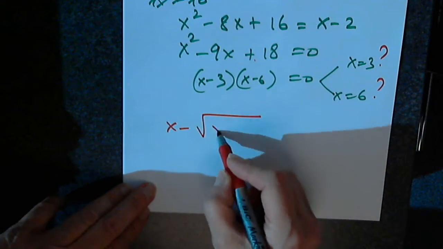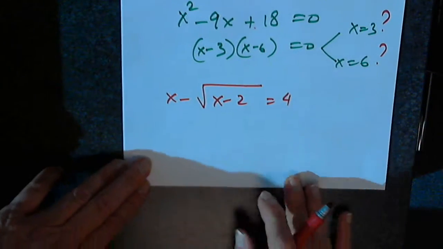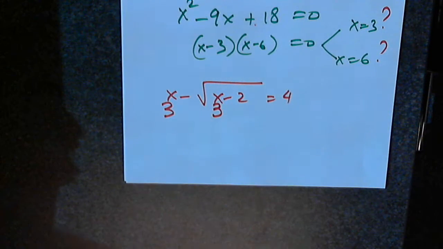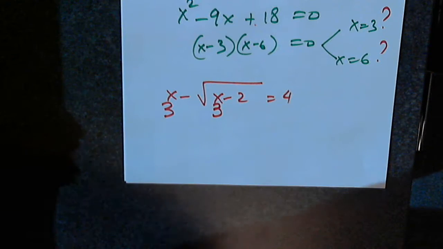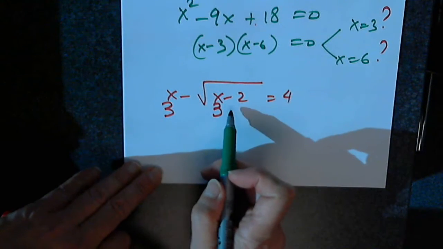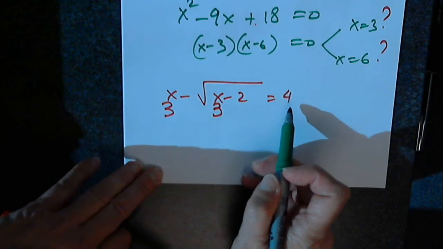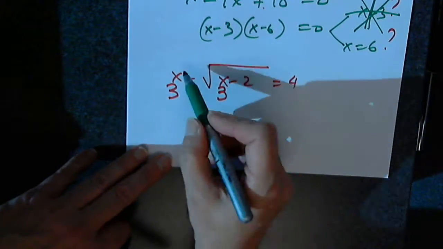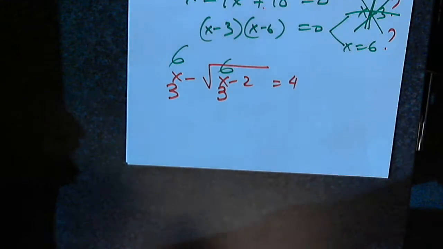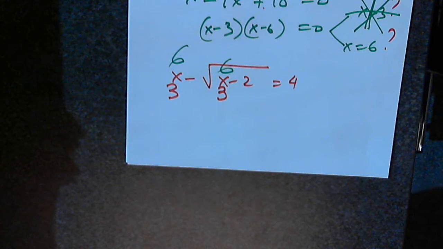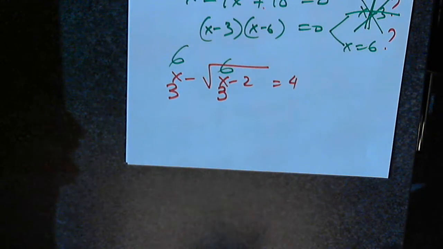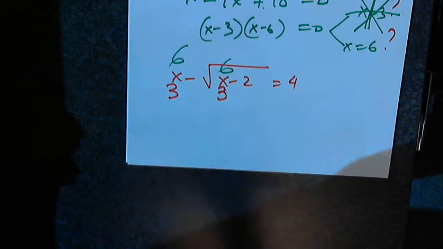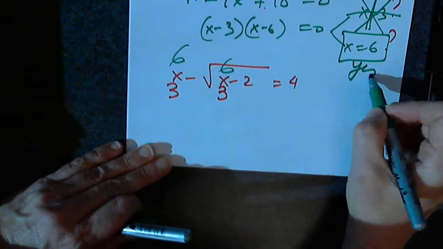So I'm back to the original problem. I plug in 3. 3 minus 2, the square root of 1. 3 minus 1. Does that equal 4? No. Now I'm checking 6. 6 minus 2, 4. The square root of 4. 6 minus 2. Accepted? Yes.